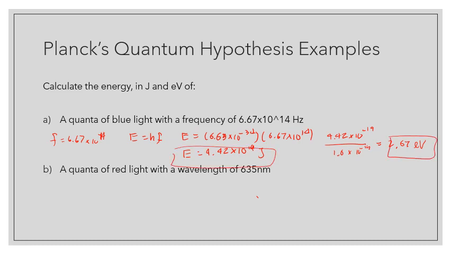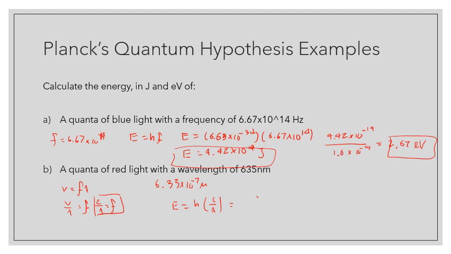Now we had to do it for a quantum of red light with a wavelength of 635 nanometers. Recall the wave equation that we had, v is equal to f lambda. So v over lambda is equal to f. Since this is light, v is c. So c over lambda is equal to f. The wavelength, if we translate it into meters, is 6.35 times 10 to the negative 7 meters. So E is equal to h times c over lambda.